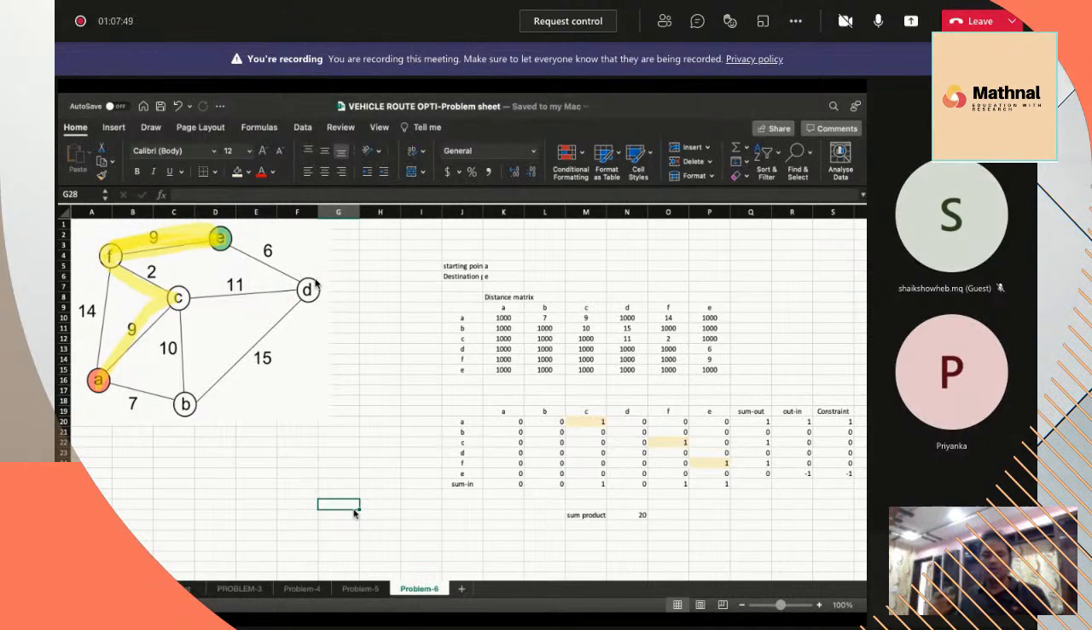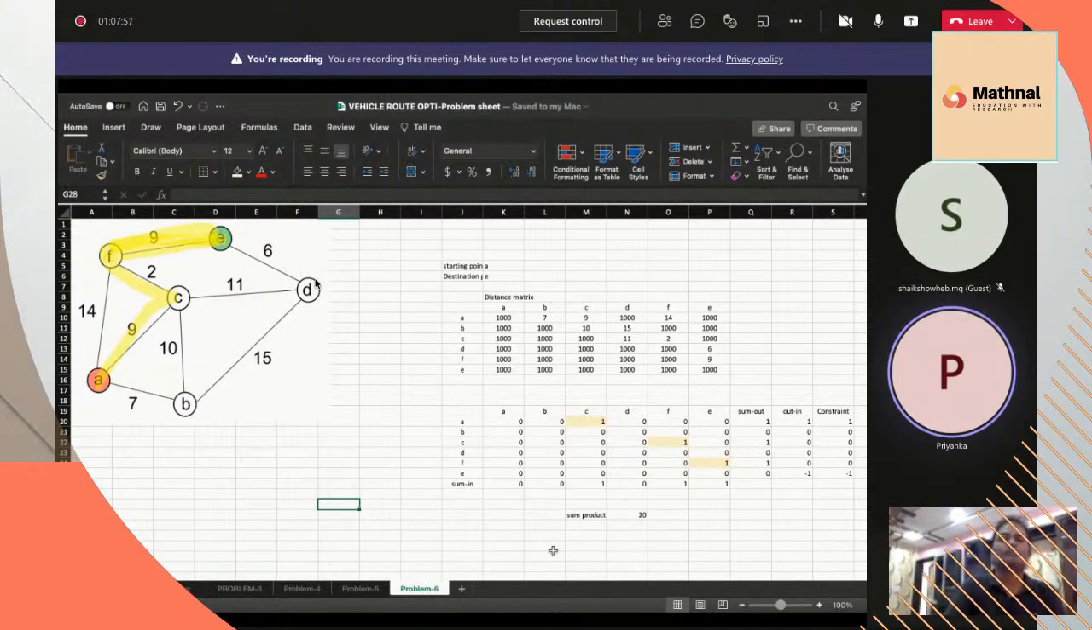Okay, so we'll move to the transshipment problem. Is there any question? If any questions are there, we will discuss. Otherwise, we'll move to the transshipment problem.